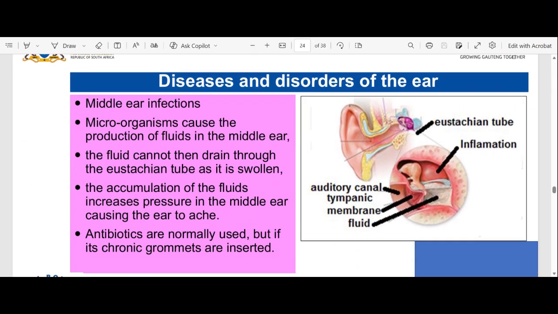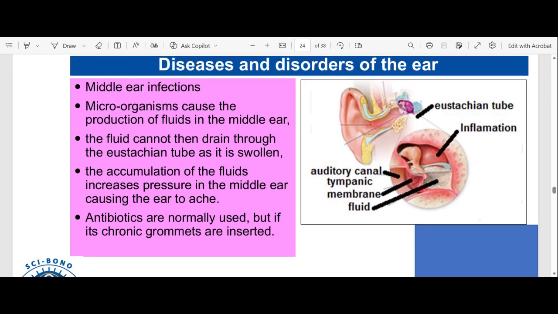Okay, let's look at diseases and disorders. Let's look at middle ear infection. So what happens with middle ear infection? An infection is caused by microorganisms, right? Which cause the production of fluid here in your middle ear. And they cause your eustachian tube to swell. So there's a swelling, as you can see here, your eustachian tube is inflamed.